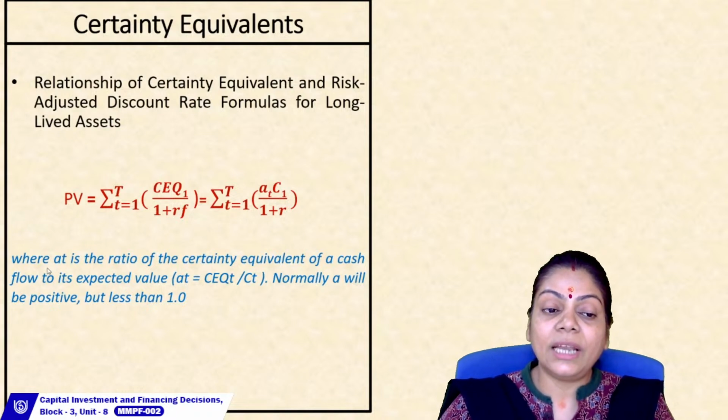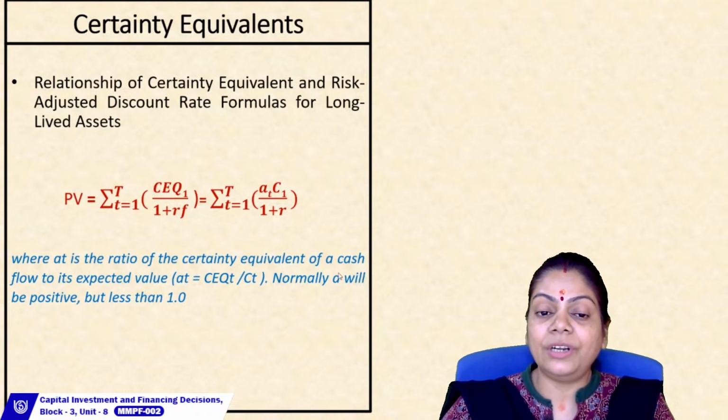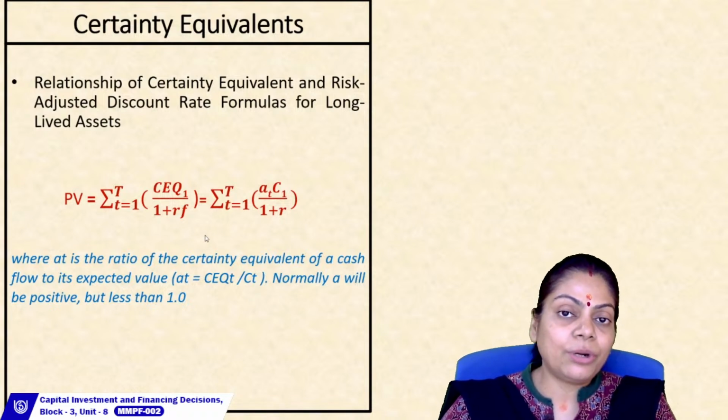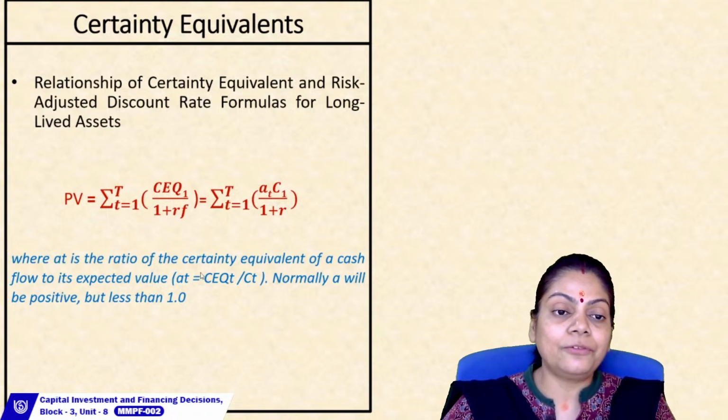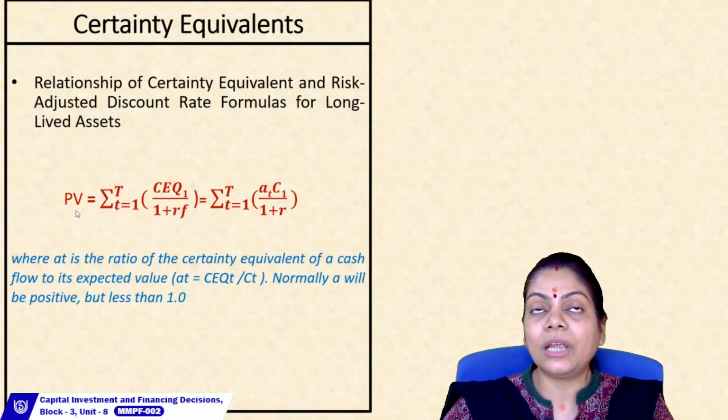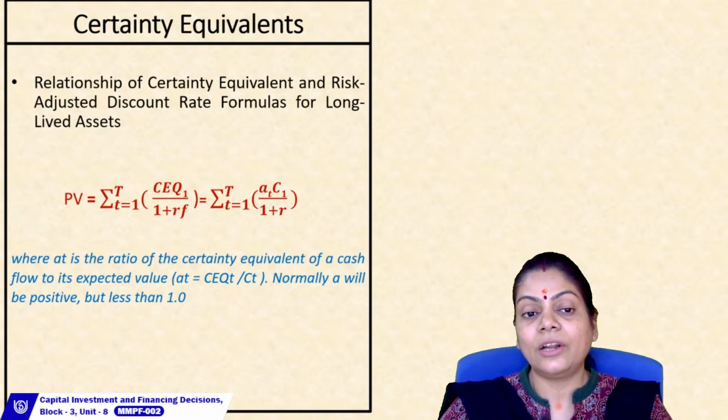Now, what is this AT? It is the ratio of the certainty equivalent of a cash flow to its expected value, which is the certainty equivalent divided by the CT. Usually, it is positive but less than 1. Okay, so if I can do this kind of changes to this equation, I can deal with the different kinds of discount rate for different cash flows, which are risky and which are not risky.